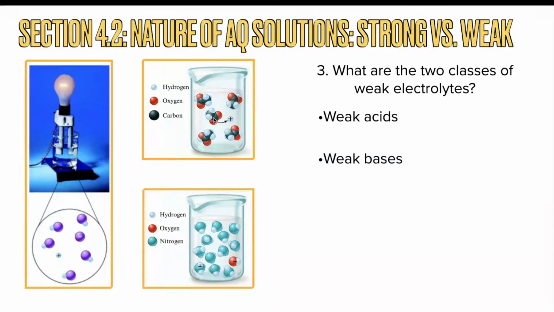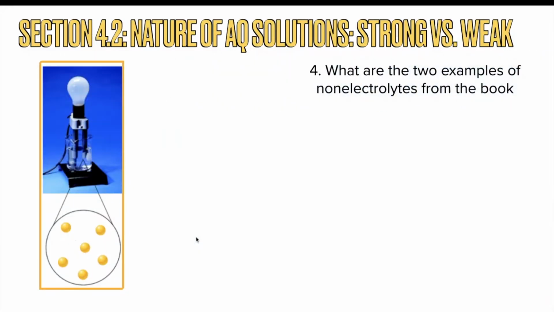Also weak bases. So a weak base would be something like NH3, that's ammonia. And ammonia is the most common weak base that everybody uses, especially in AP chemistry, as an example of a good weak base. So notice that we have one hydroxide ion and we have one ammonium ion though, so it partially ionized.